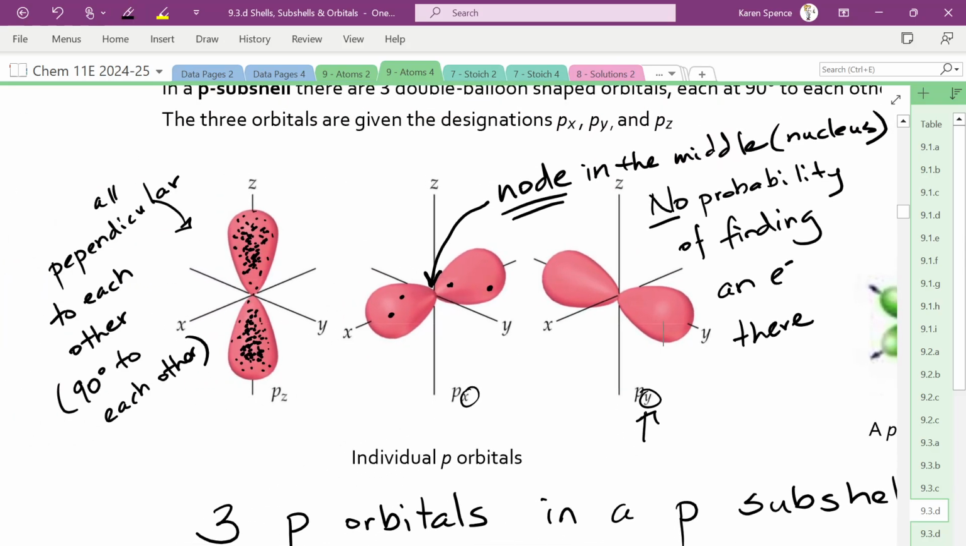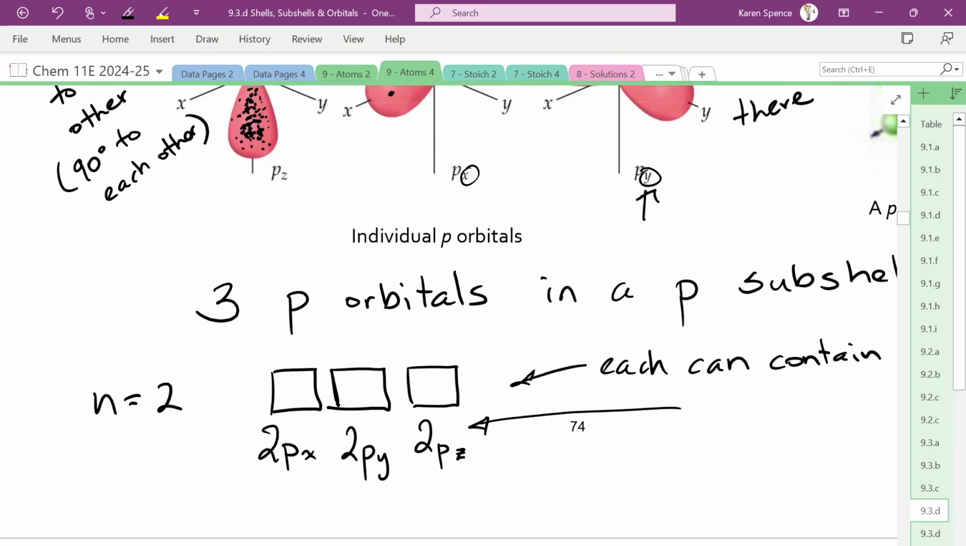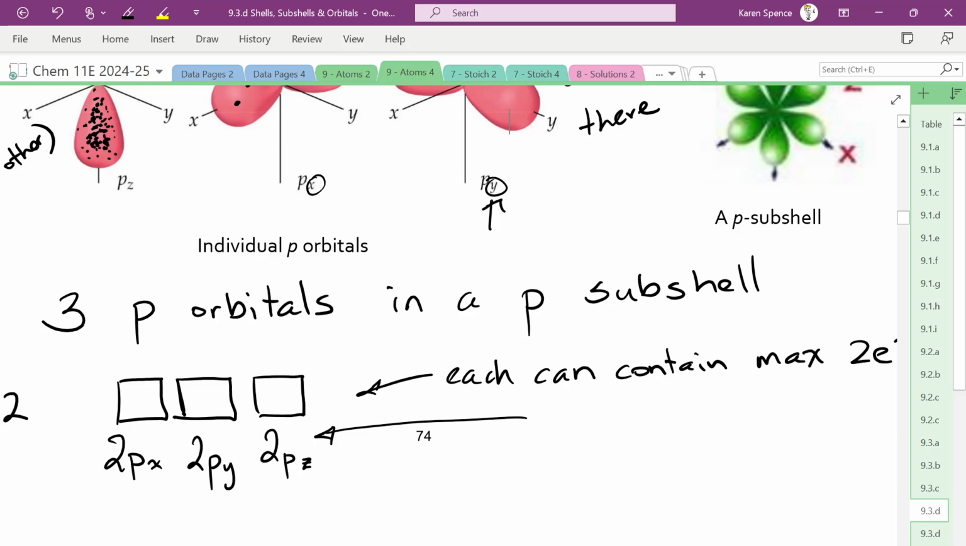So, like I said, don't get too stressed about it. All you need to know is at energy level 2, you have a 2px, a 2py, and a 2pz, and these all have the same potential energy.